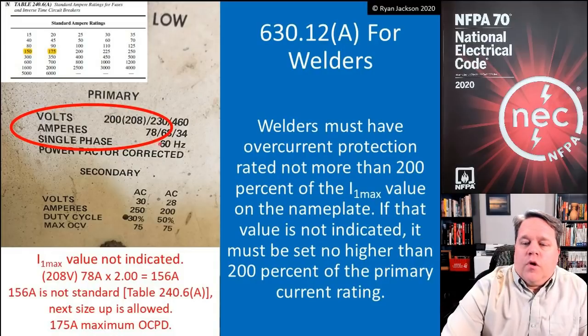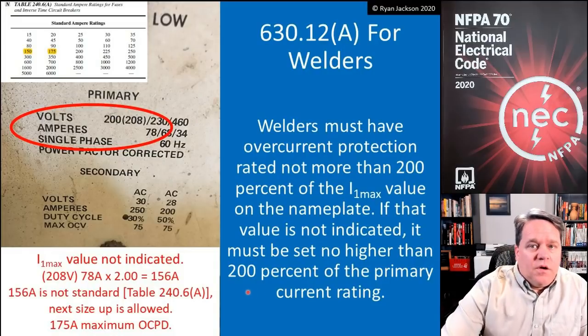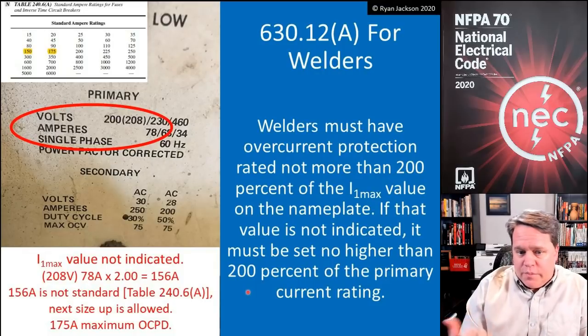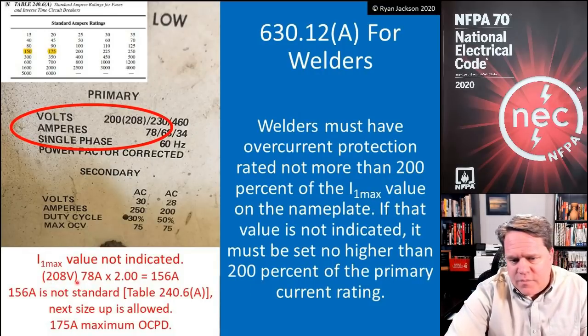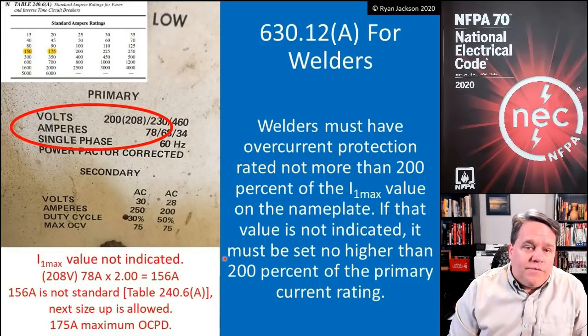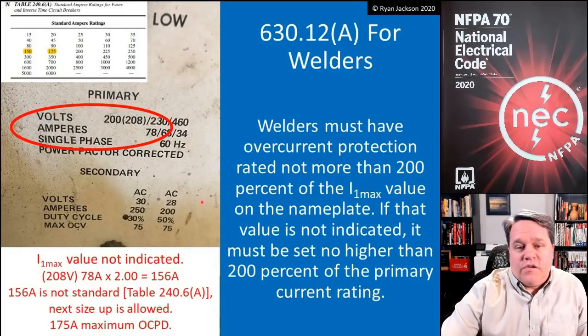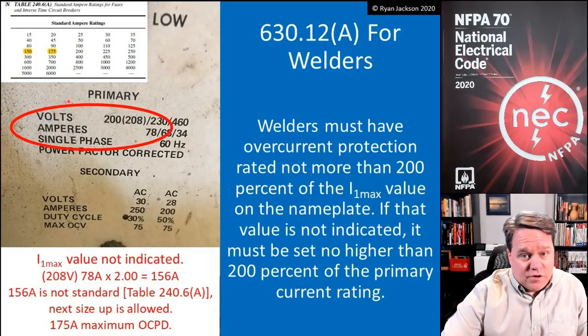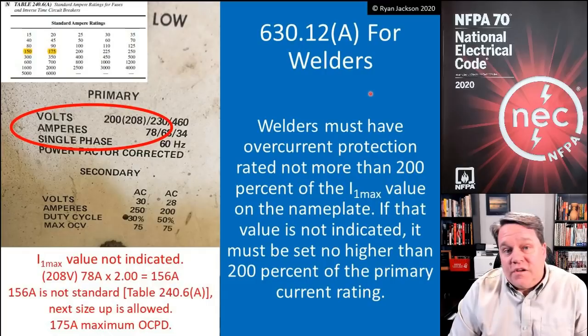So we're going to multiply that by 200%, plus if we wanted to, the next size up. 78 amps times 2 is 156 amps. Of course, 156 amps is not a standard rating of breaker or fuse. I would go to Table 240.6(A) to find that material. Can't go to the store and get a 156 amp breaker.